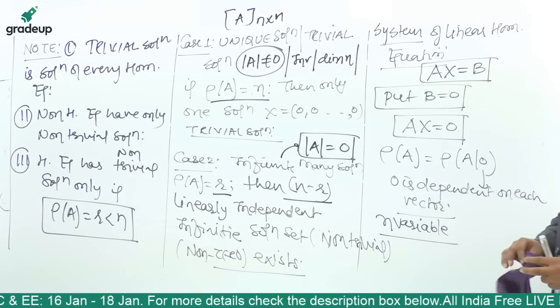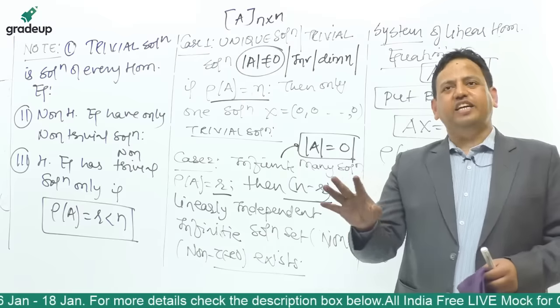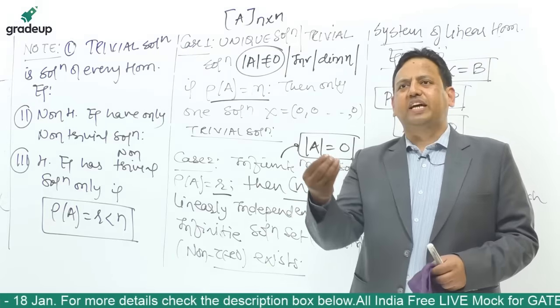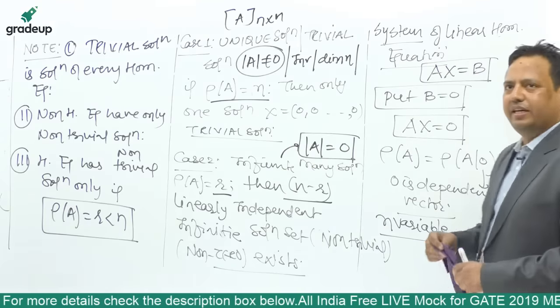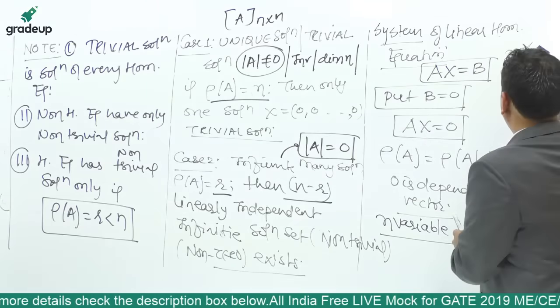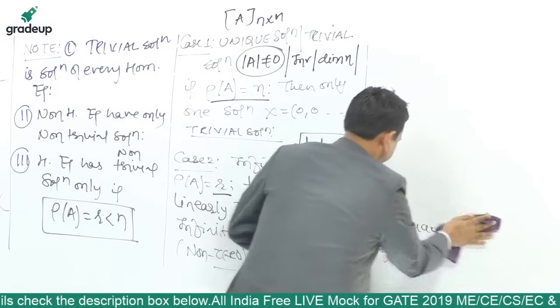Case 2 is not clear? Case 2 is infinitely many solutions. I have not clarified the case; I have only written the statement. I will explain by example, so let me complete the example and then you will understand. Everybody just listen to this. Now what is the meaning of trivial and non-trivial?